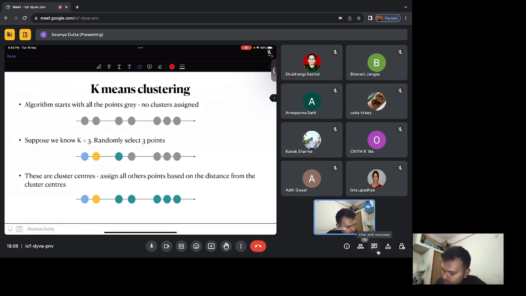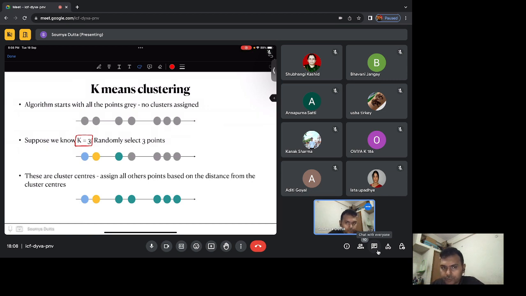Now suppose we know that k equals 3. I will come to this point later: of course you can't know exactly how many clusters are there in the data set, but you can get some idea about how to set the value of k, which I will come to later. But as of now, let's just say that somebody has come and told you that k equals 3.